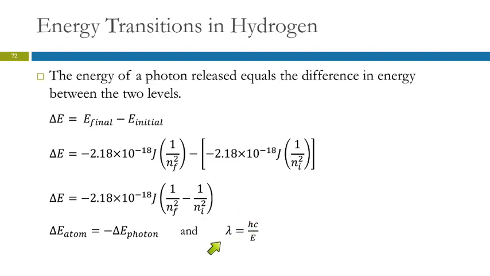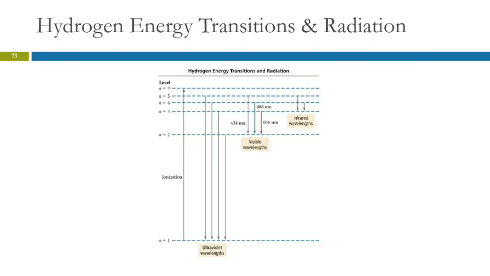And we also have this relationship, lambda equals hc over energy. And we can use that to calculate the wavelengths of light for different levels. We're going to be doing some calculations with this in lab today. Aren't you excited?